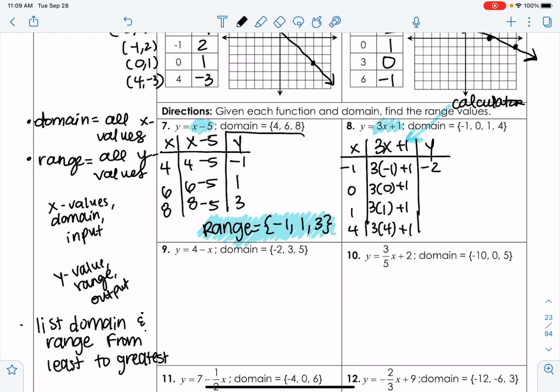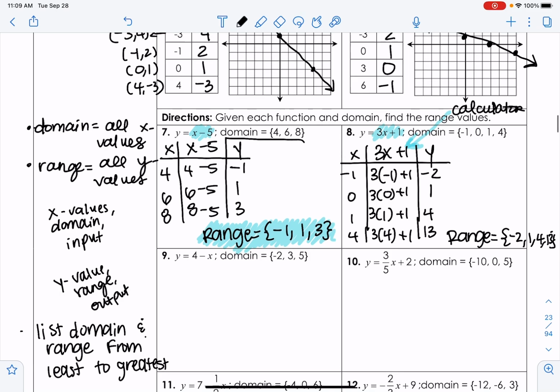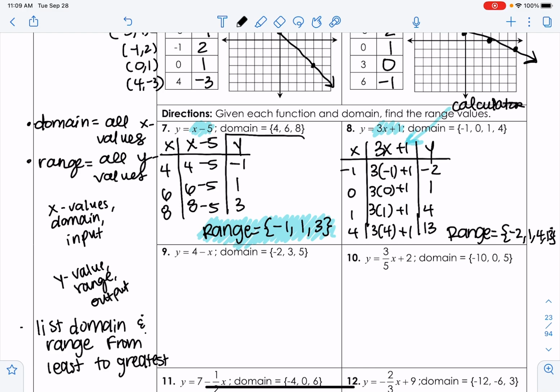Then you keep going and just change out your x values. I got 1 here. Next, I got 4. And finally, 13. Again, you list your range from least to greatest, and that's -2, 1, 4, and 13. I just ran out of space there. But yeah.